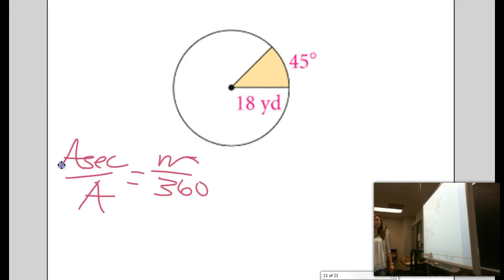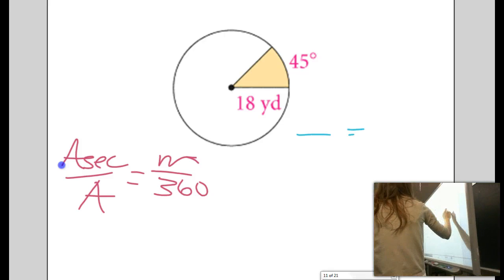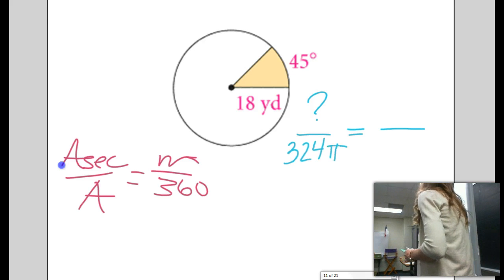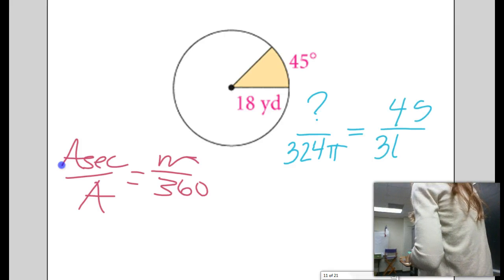Oh, no. Your number was wrong. 84, is that what that says? Yes. Very good. Kendall, what's the area of the circle? 18 squared over 3 numbers. 36 divided by that. Okay. 324 pi equals, we didn't have to find the angle, it was handed to us.